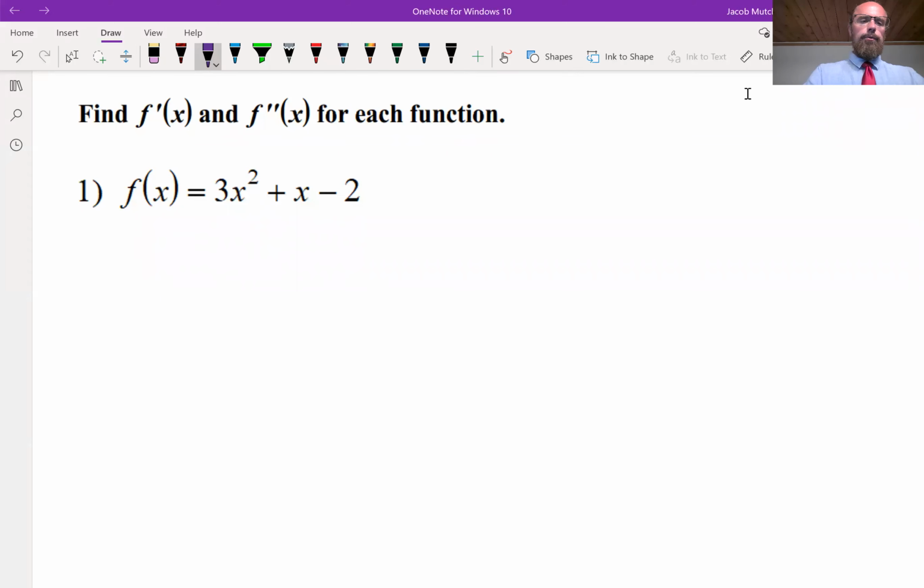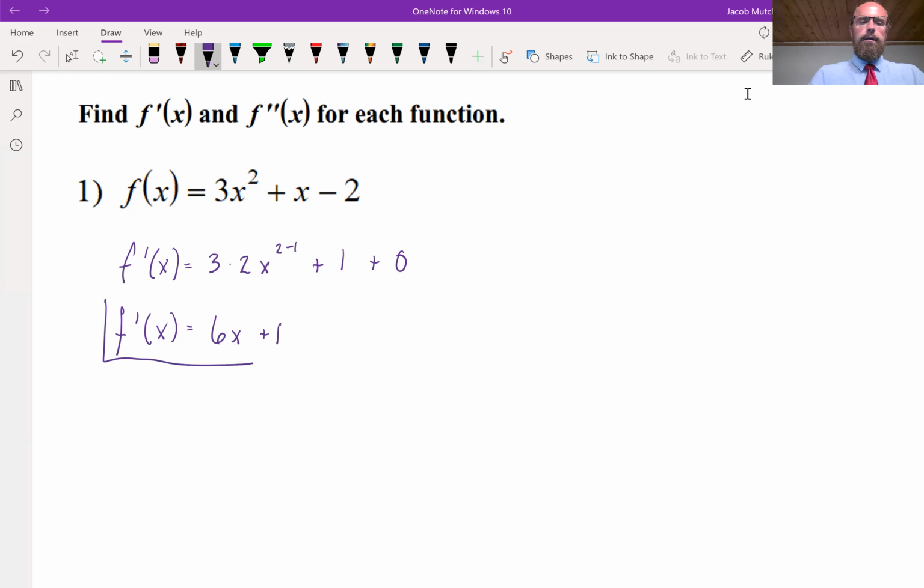So we'll apply the rules that we've been using. The constant coefficient 3 will just stay put. And then applying the simple power rule to x squared, we bring the old power down as a coefficient, so 2x to the power of 2 minus 1. For the derivative of x, we know that that's just 1, and the derivative of the constant minus 2 is 0. So our simplified first derivative of f of x is 6x plus 1.